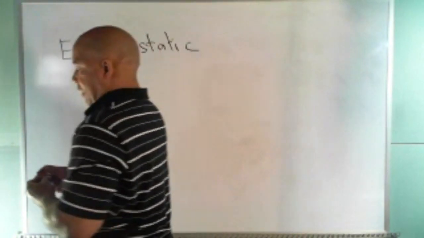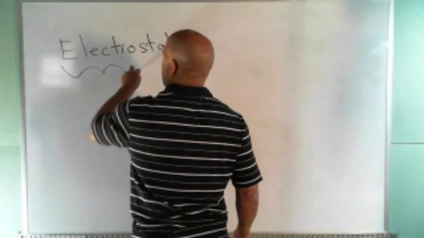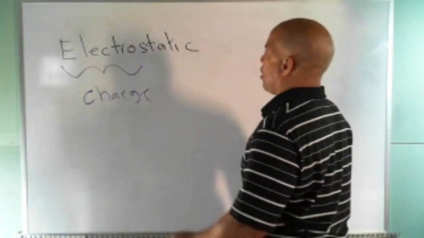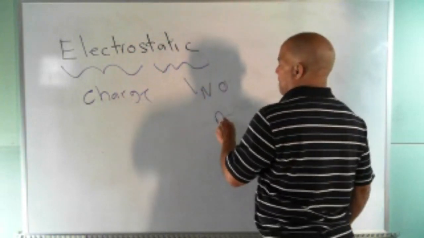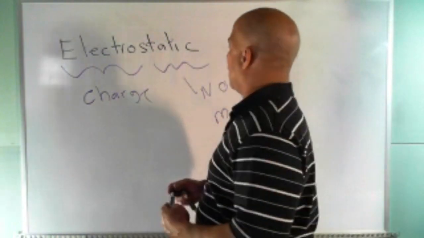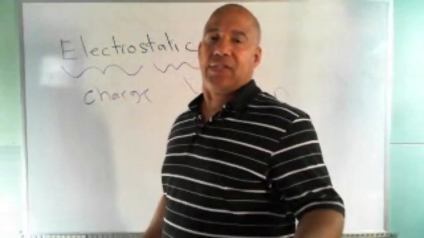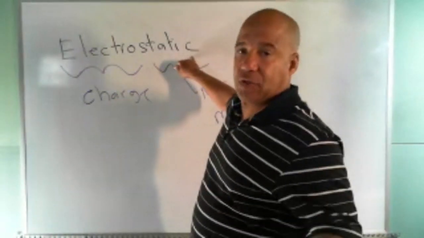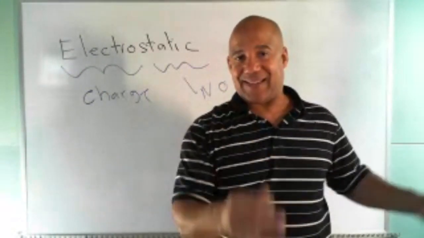Well, what this has to do with charge. So electro has to do with charge, and the static means no motion. No motion. That's important because really what we want is electrodynamics. That's what we want, because electrodynamics means we have charge, and the word dynamic means there's motion. And as I mentioned earlier, when you have charge and you make it move, that actually is what current is.